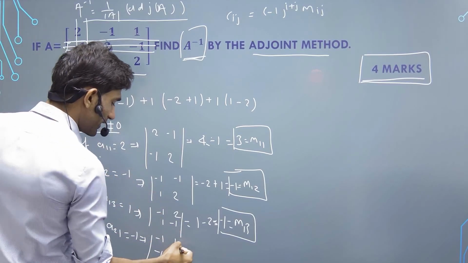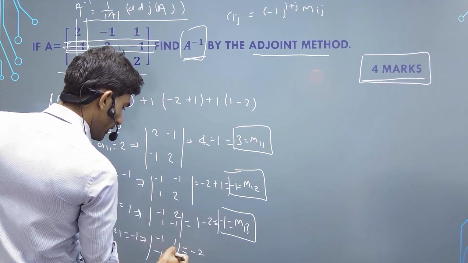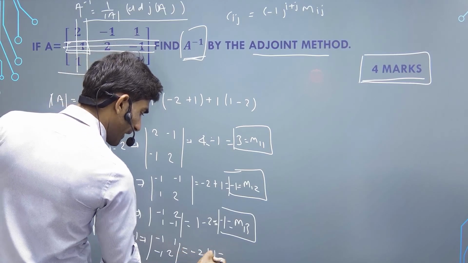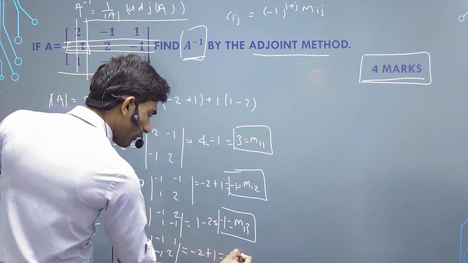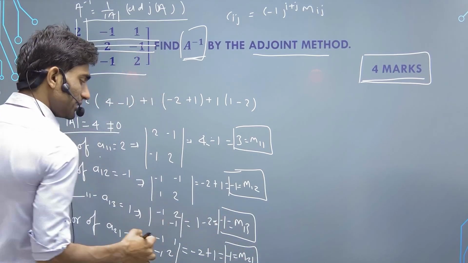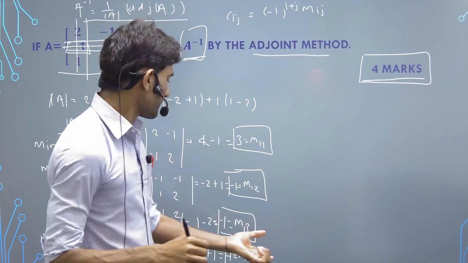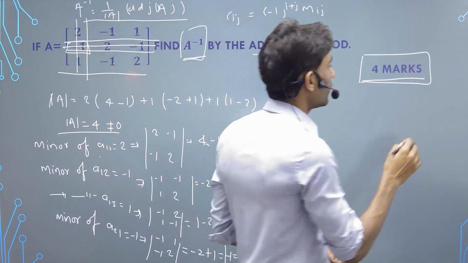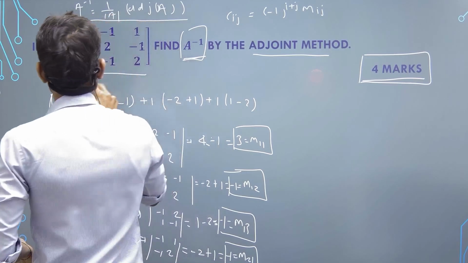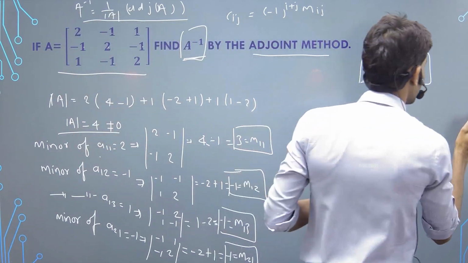So solve this one: -2, minus of -1 plus 1. So we'll get -1 as the minor of 2, 1. This one is the minor of 2, 1, which is -1. Similarly, we have to follow the same procedure for the other elements. So we can go for the element 2 here also.